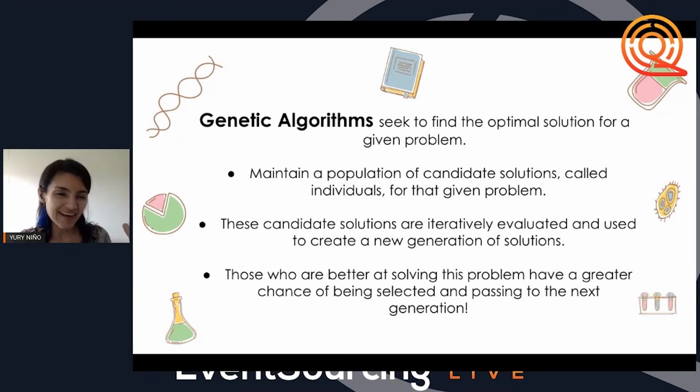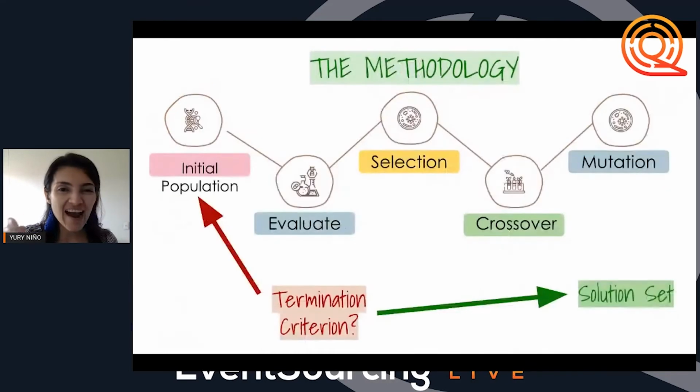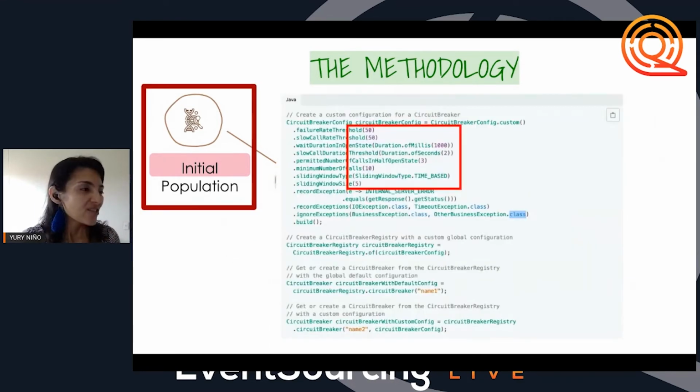Probably it is difficult to understand in a first preview, but I have a picture that explains it better. So this picture probably explains better the algorithm to find a proper solution for a problem. Let me talk about this. In the first step, we choose an initial population for the configuration. For example, in this case, I am using random numbers to configure the failure rate threshold, slow call rate threshold, and other variables required to configure the circuit breaker, as you can see.